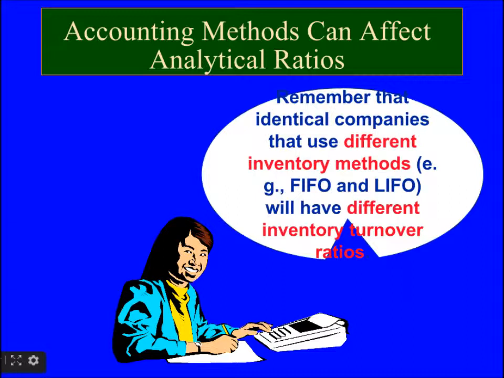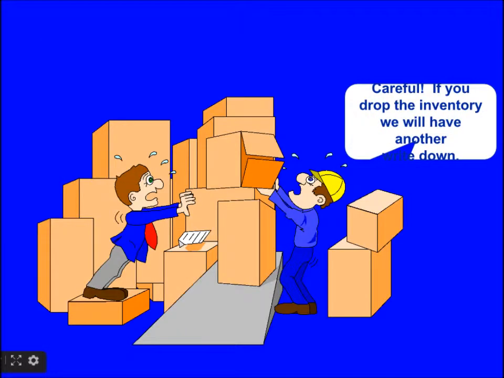Accounting methods can affect the analytical ratio. Remember that identical companies that use different inventory methods, for example FIFO and LIFO, will have different inventory turnover ratios.